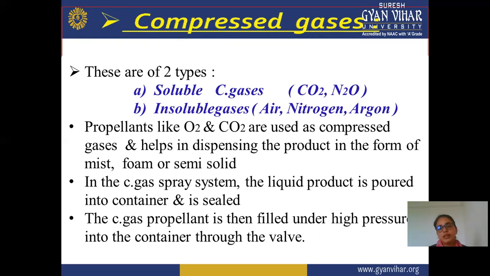In this propellant category, gases like CO2 and N2O are used as compressed gases and help in dispensing the product in the form of a mist and semi-solid. Instead of CO2 alone, you can also use a combination with oxygen. When you use these, they are used as compressed gases and help in dispensing the product in different dosage forms or different dispersing products.